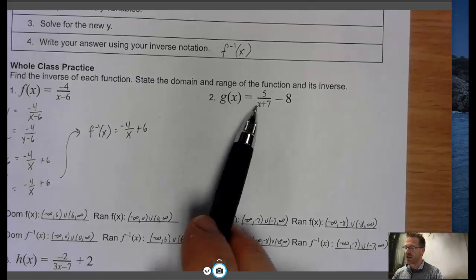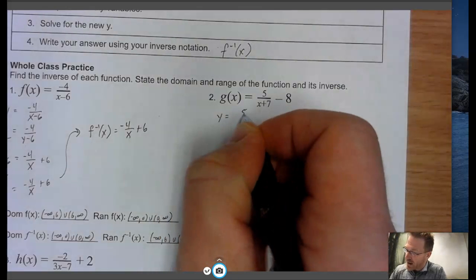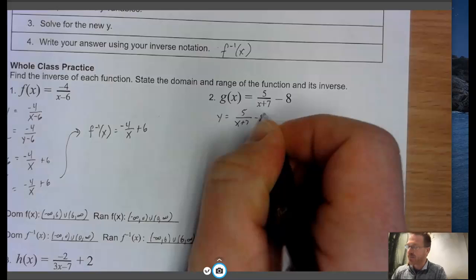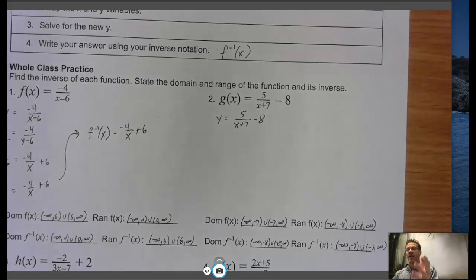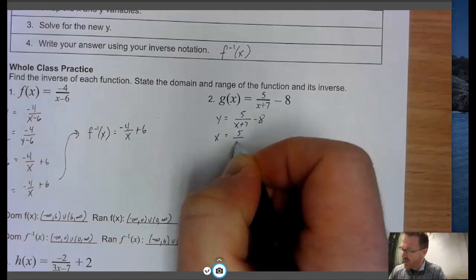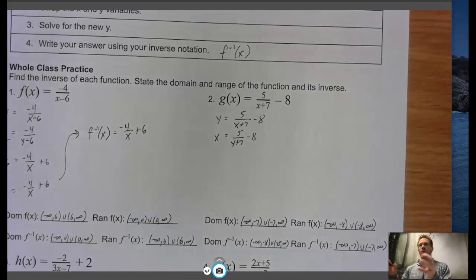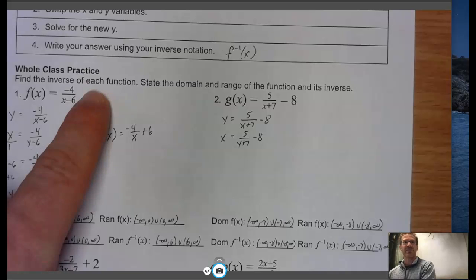So once again, let's go ahead and just put a y in here. So y equals 5 over x plus 7 minus 8. And now let's swap those variables. So this is going to become an x, and then this is 5 over y plus 7, and then I still have the minus 8 up here. So now, once again, notice we have an extra step here, because in our previous problem, we didn't have a k value out here.